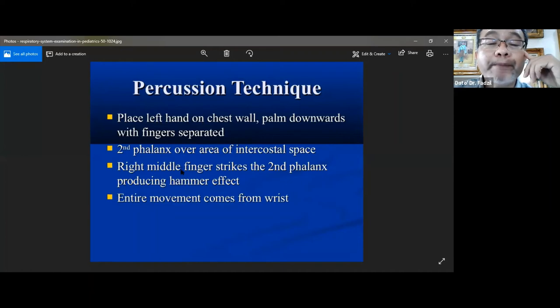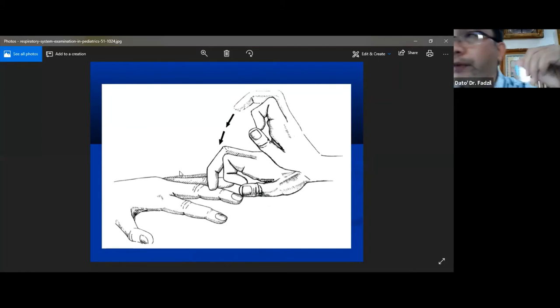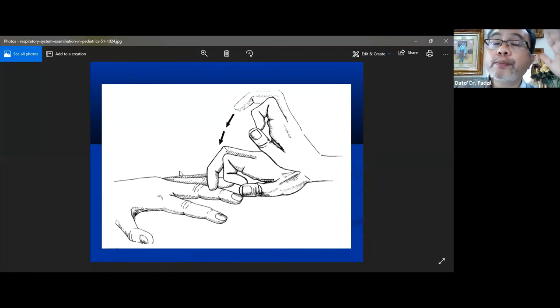So the percussion, yeah, when you percuss the chest, initially you're going to percuss from up to down, every intercostal space, go down, go up, down. And when you percuss up to down, on the right side, remember the liver, the liver is dull. So at around the sixth or fifth space, you will feel the dullness of the liver. That tells you the upper border of the liver.